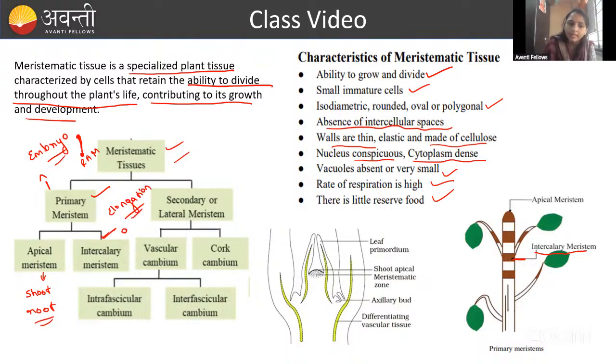You can see this intercalary meristem in grass. In grass, the grazing animal will remove the front starting part. It will be removed by the grazing animal. Then again it will grow, right? Grasses regrow. That is due to the intercalary meristem. Remember that. Okay.